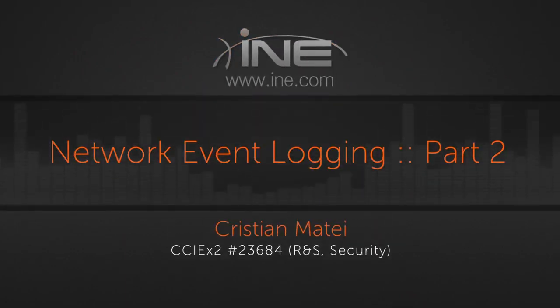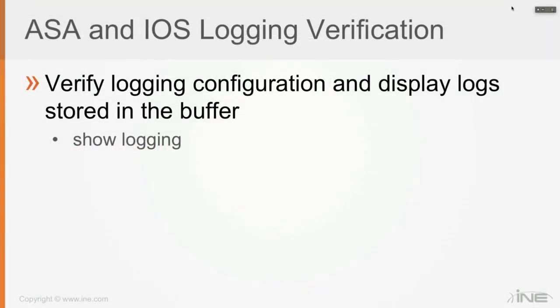Now verification wise, you verify line configuration. So how have you configured your ASA or IOS device to log messages at which destinations and at which severity level? Show logging. That command is going to also show the buffer if you log to the buffer as well.